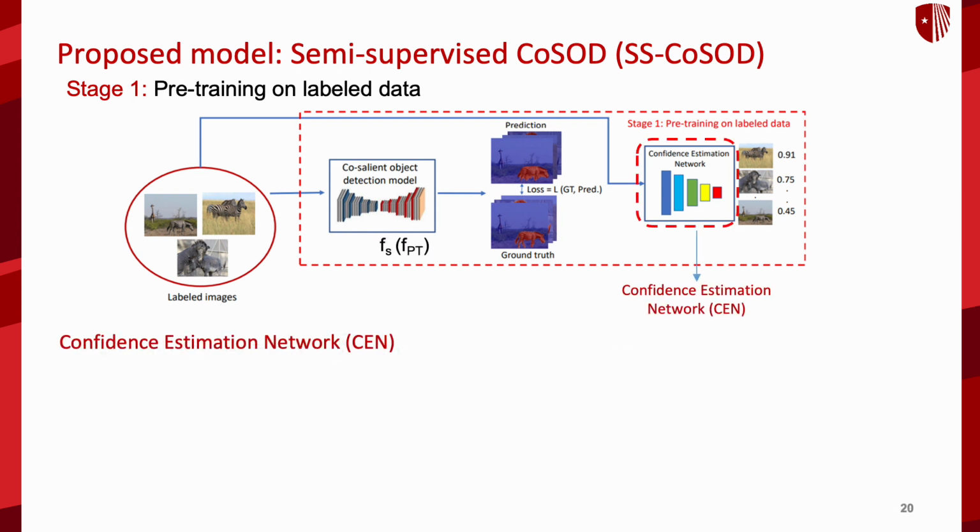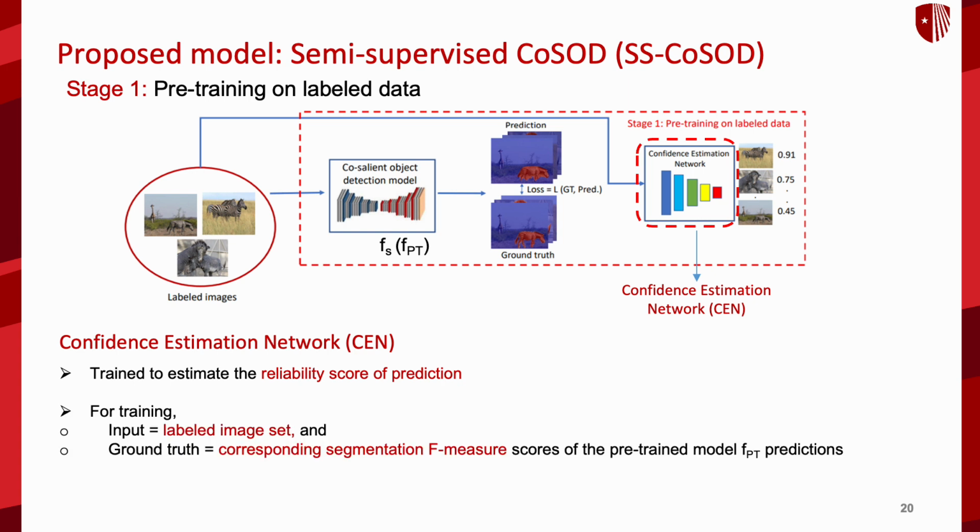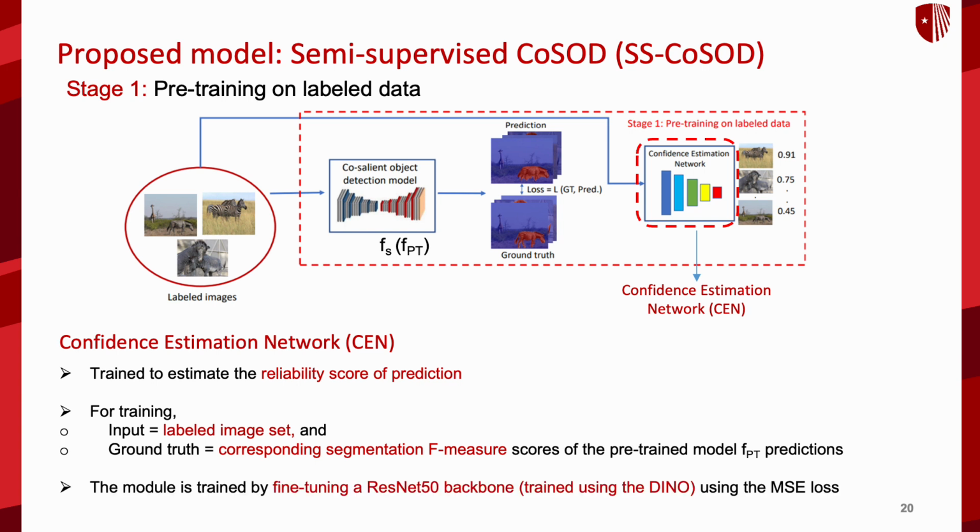Here, we also train a confidence estimation network in order to estimate the reliability score of the model prediction. For training, we use the labeled image set as the input and the corresponding segmentation F measure scores of the pre-trained model FPT predictions as the ground truth. The model is trained by fine-tuning a ResNet 50 backbone trained using the Dino method, using the mean square error loss on the F measure scores.